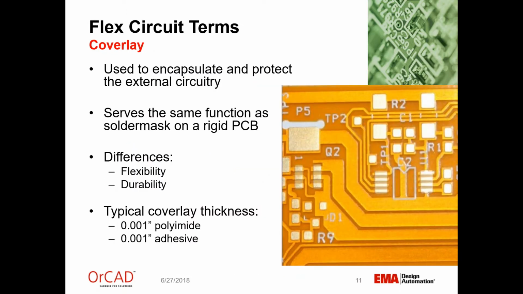There are a few new terms you'll hear when working with flex circuits. A flex circuit cover lay is used to encapsulate and protect the external circuitry of the flex circuit board. A cover lay serves the same function as the solder mask that's used on a rigid printed circuit board. The difference with the cover lay is the added element of flexibility and durability it provides to the flex circuit board. The typical cover lay thickness is 1 mil of polyamide and 1 mil of adhesive.